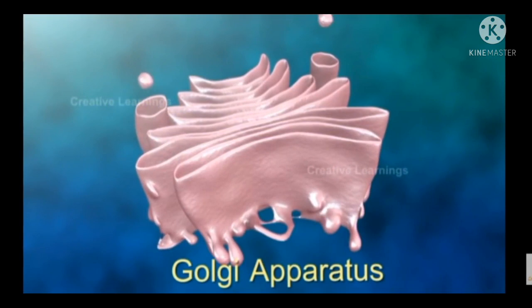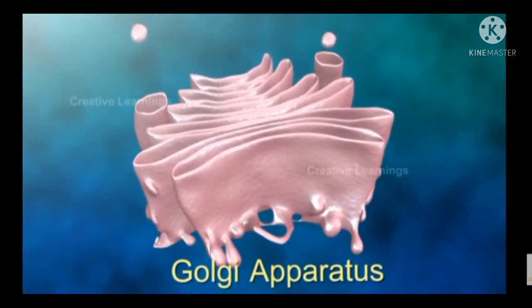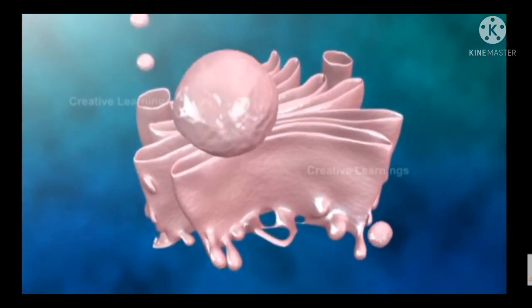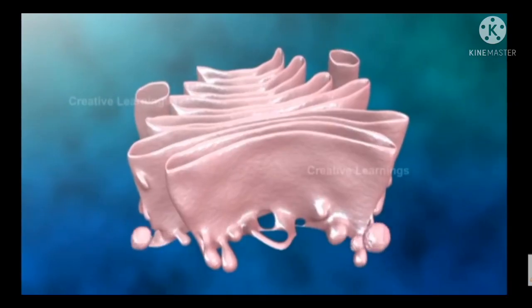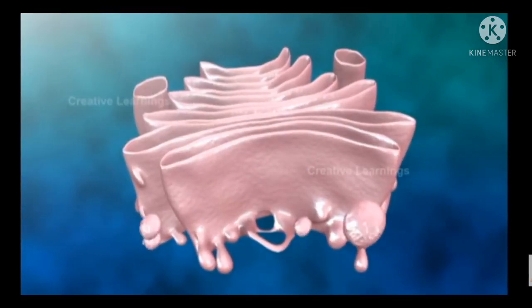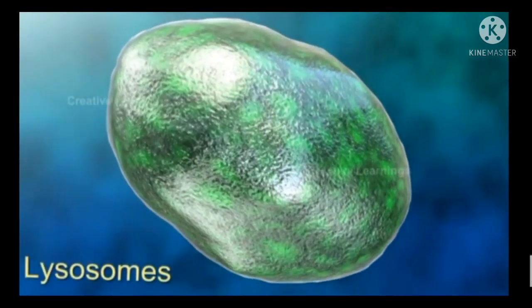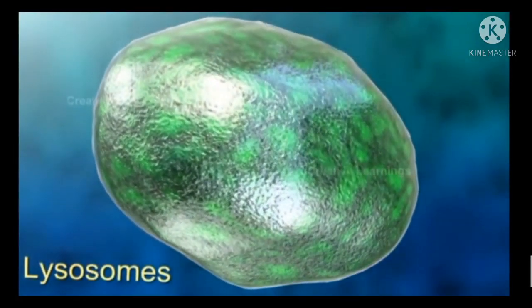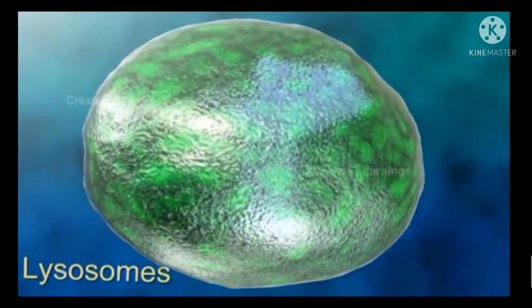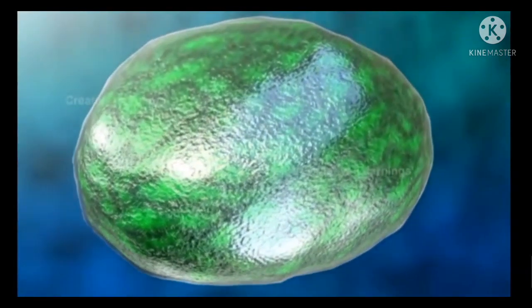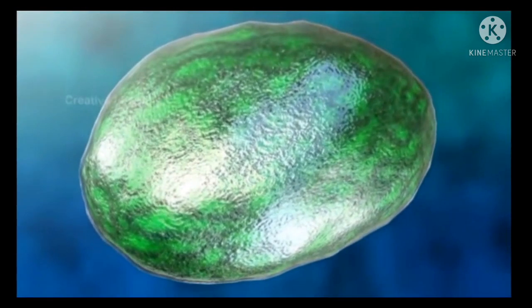Golgi apparatus is the system of membranous sacs called cisternae. The purpose of the Golgi apparatus is to transport secretory vesicles and form lysosomes. Lysosomes are the suicidal bags of the cell. They contain digestive enzymes and perform intracellular digestion.